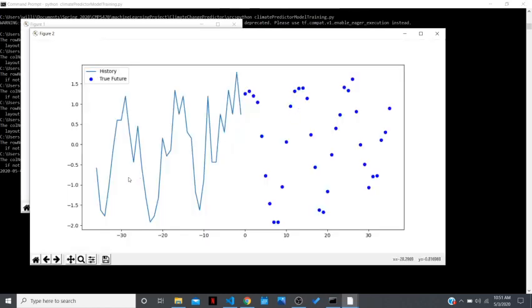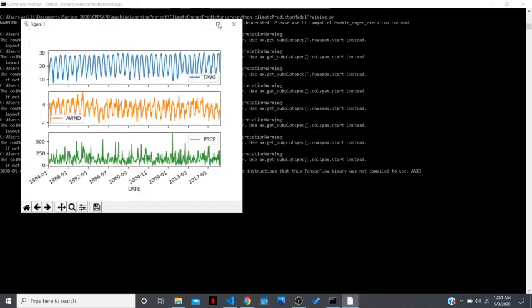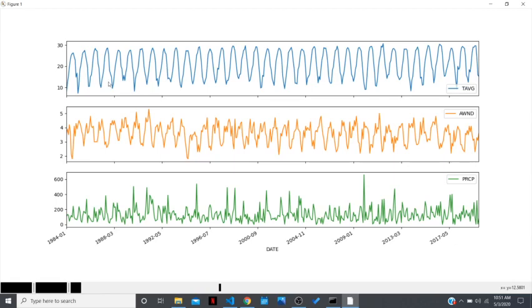So as you can see, these are history values, and these are the true values. So this is what we're training the model to predict, is these values. And these values are the monthly temperature of New Orleans. And these are the features we're using. So this is average temperature and average wind speed and average precipitation. And you can see we use data from about 30 years.